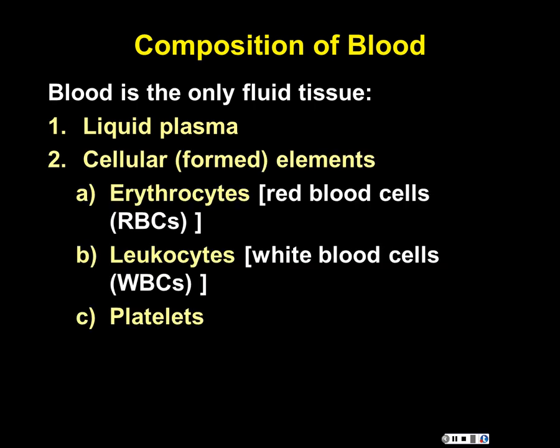There are also cellular components, sometimes called formed elements. We have our cells in there. We have our red blood cells, which are properly called erythrocytes, and our leukocytes, properly our white blood cells. Either term works; red blood cells and white blood cells are more commonly used, but the other terms are more proper, as well as the platelets. I'd like you to identify that the platelets are not entire cells. They're pieces or fragments of what used to be a complete cell.